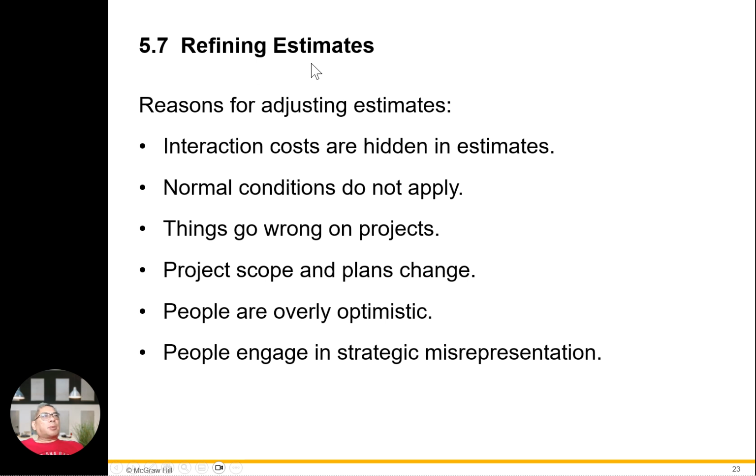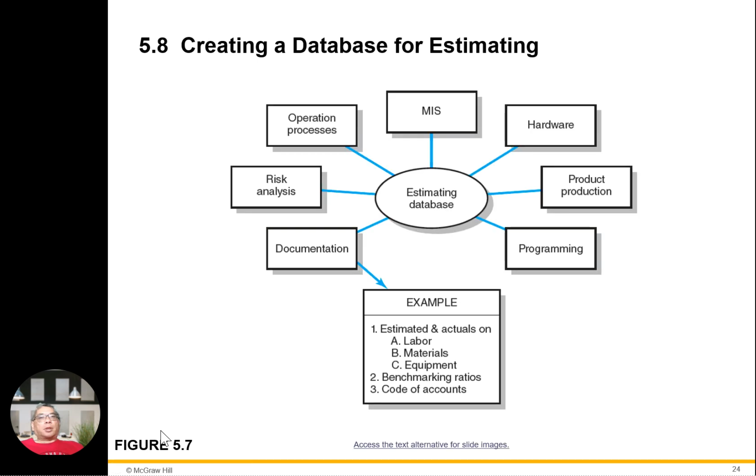In refining an estimate, there's a reason for an estimate. Interaction costs are hidden in the estimate. Normal conditions do not apply. Things can go wrong on a project. Project scope and plan change. People are overly optimistic. People can engage in strategic misrepresentations.